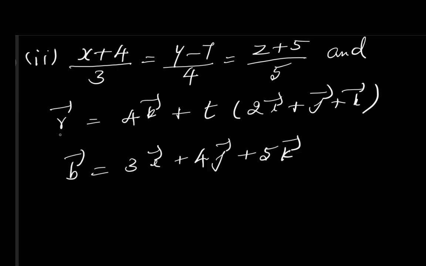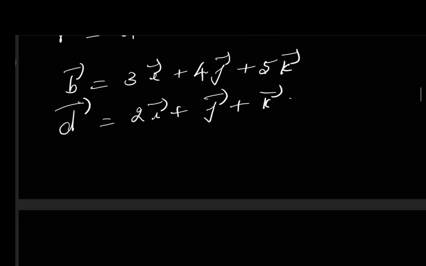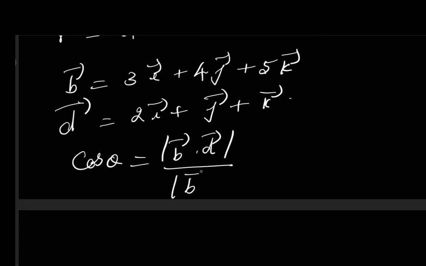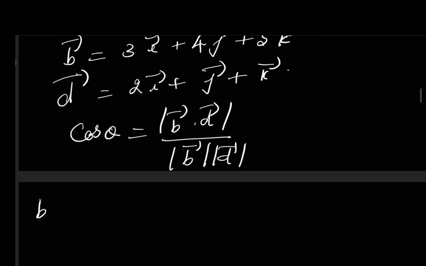Second line in the vector form is given: vector r is equal to 4 vector k plus t into (2i plus j plus k). So here the parallel vector d is equal to 2i plus j plus k vector. Now apply the formula: cos theta is equal to vector b dot vector d divided by modulus of vector b into modulus of vector d. So find b dot d.